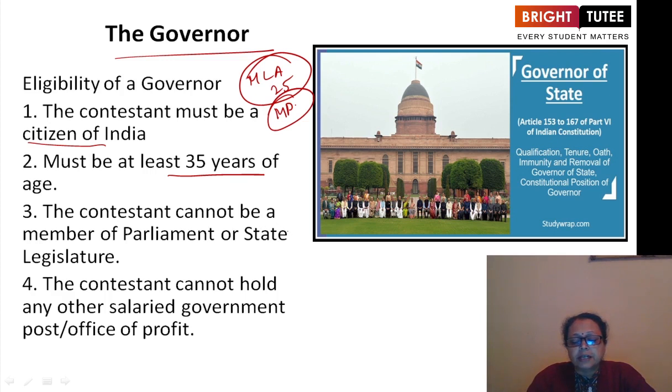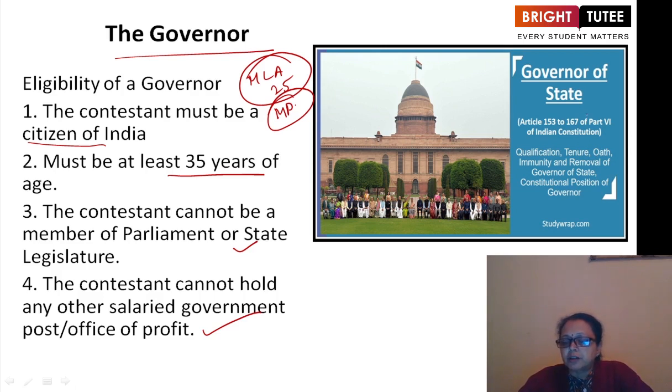The contestant cannot be a member of parliament or a state legislature. The contestant cannot hold any other salaried government post or office of profit. This is the most important thing to become a governor of the state. The same thing is written over here.